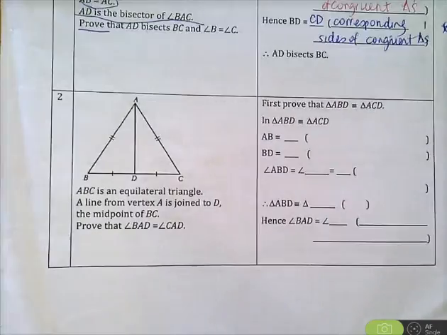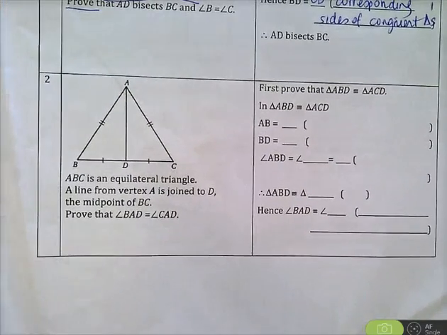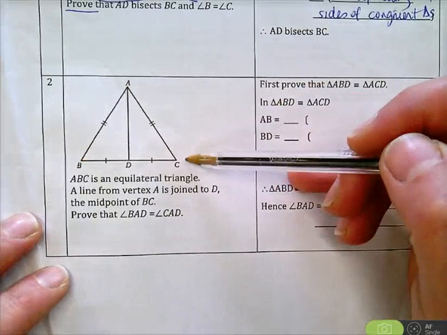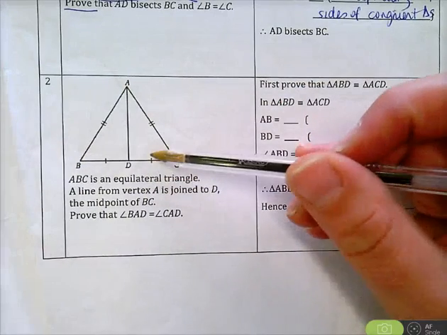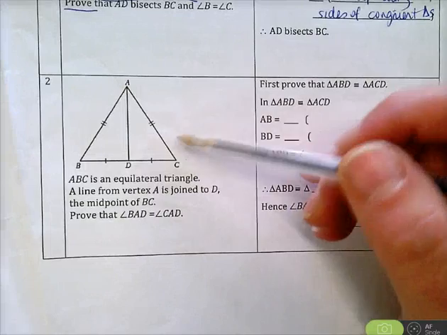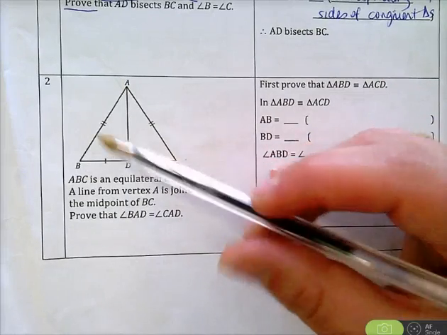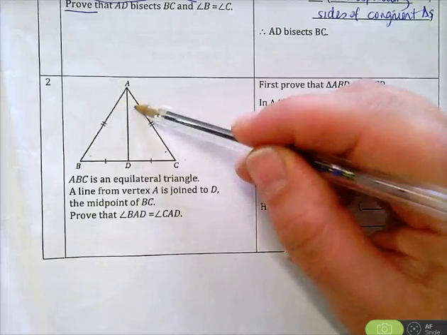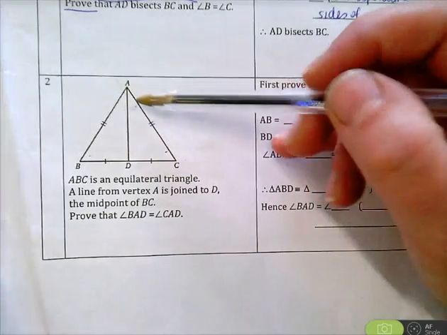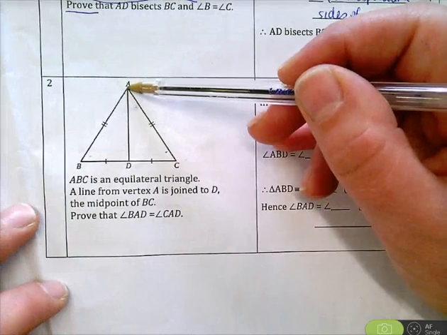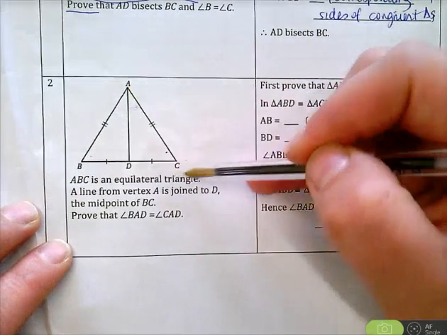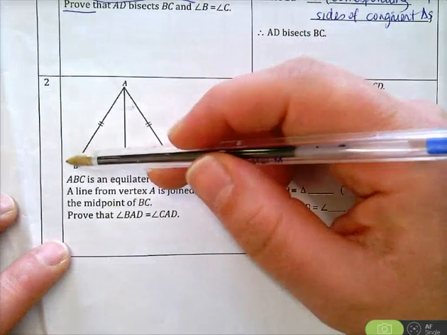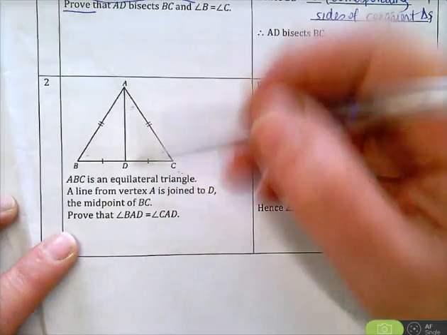So we're just doing triangles. We're doing quadrilaterals on the next page, I think. Okay, girls, in this question, they've told us that ABC is an equilateral triangle. So automatically, tell me what you know about equilateral triangles. All sides are equal. What about the angles? So that's 60 down there, so is that, and this one up here would be 60, the big one, but don't mark it yet. They say that a line from the vertex A is joined to D, which happens to be the midpoint of BC. Prove that angle BAD is equal to angle CAD.